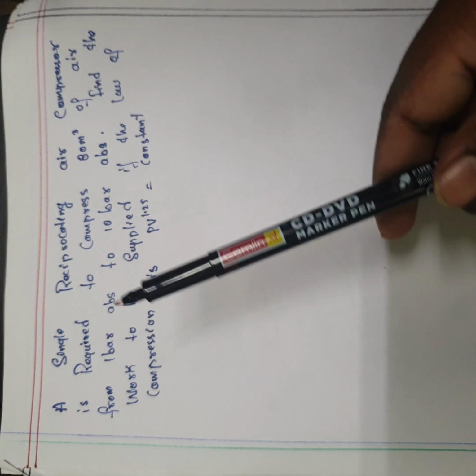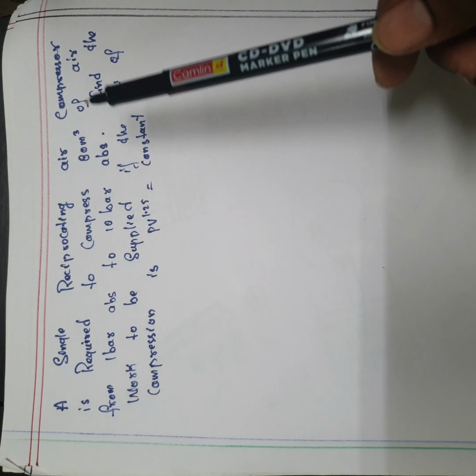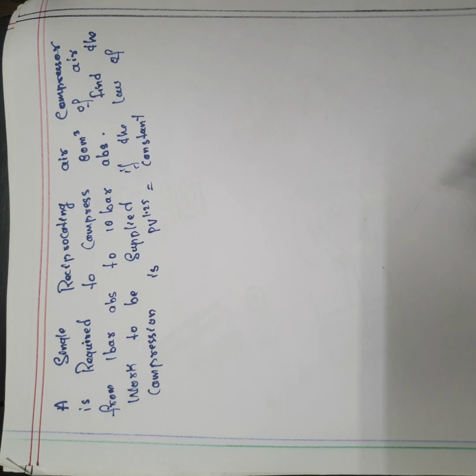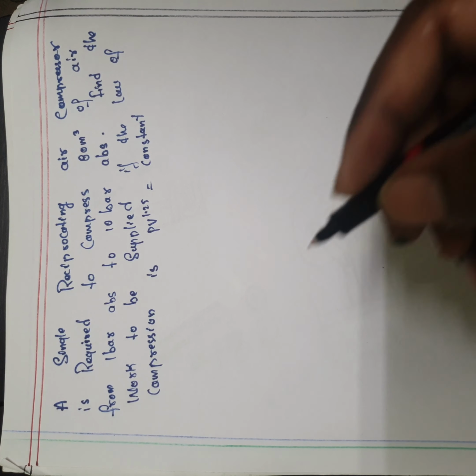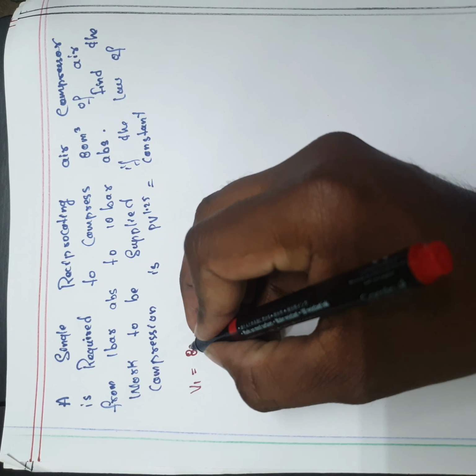What is mentioned here? The given one is the single state. A single state reciprocating air compressor is required to compress 80 meter cube of air. What is given here? 80 meter cube of air. So, volume is given. Volume is 80 meter cube, from 1 bar to 10 bar. What is given here? 1 bar to 10 bar.